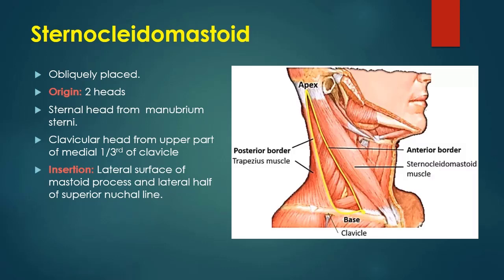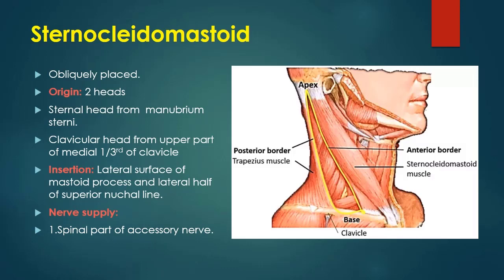So the sternocleidomastoid inserts into the mastoid process and the superior nuchal line. The nerve supply of this muscle is mainly by the spinal part of the accessory nerve, which is the 11th cranial nerve. The spinal part of the accessory nerve mainly supplies your sternocleidomastoid muscle and your trapezius muscle. Sternocleidomastoid and the trapezius muscle.